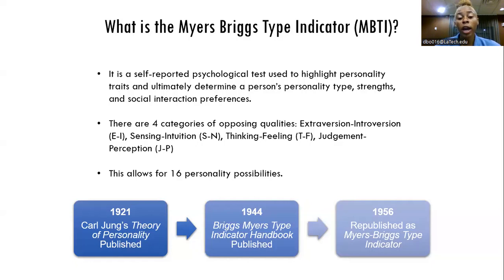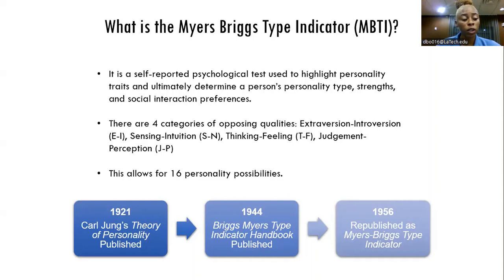And there are 4 categories, and they're of opposing qualities. So they're basically dichotomies, extremes of each other. And so the 4 categories are extroversion, introversion, sensing to intuition, thinking to feeling, and then judgment to perception. And the combination of these different opposing qualities allows for 16 different personality possibilities.